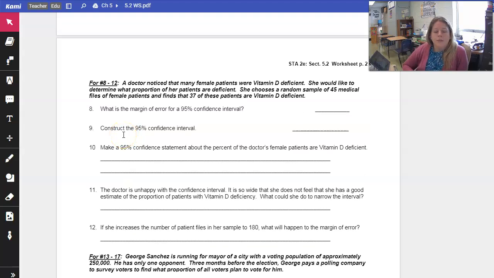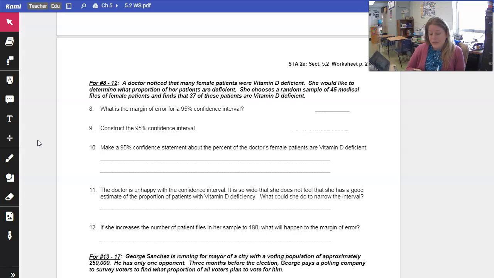Okay, a doctor noticed that some female patients were vitamin D deficient. She'd like to determine what proportion of her patients are deficient. So she chooses a random sample, 45 files, 37 of those 45 were vitamin D deficient. All right, so the margin of error for a 95% confidence interval. So that's where we do the 1 divided by the square root of n. So in this case, n is the number of files that she picked. So that's 1 divided by the square root of 45.